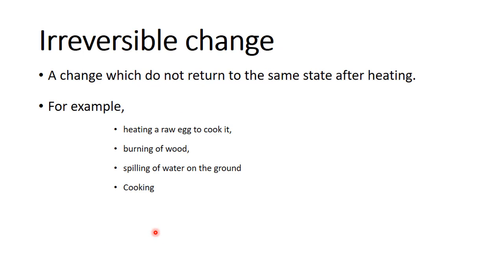Having looked at reversible change, let's look at irreversible change. Irreversible is the opposite of reversible change. It is a change which does not return to the same state after heating. It's like a change which does not come back to its original state or original form. A good example is heating a raw egg to cook it.